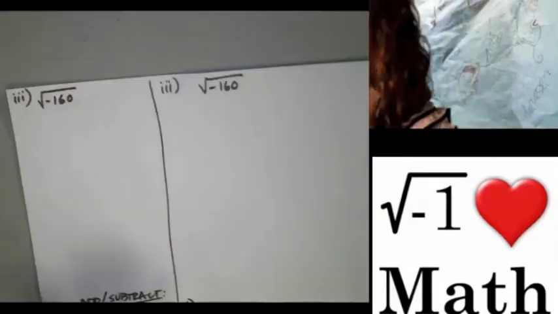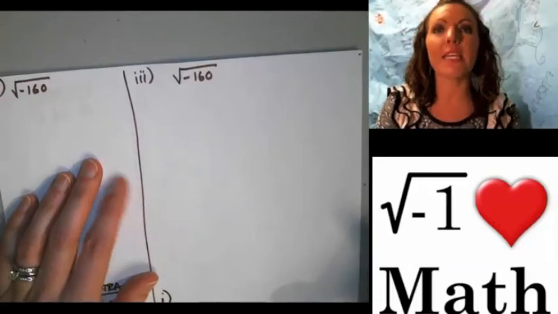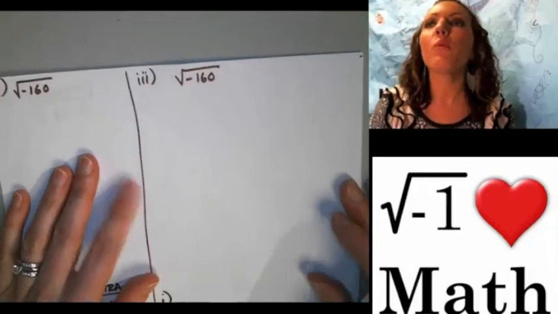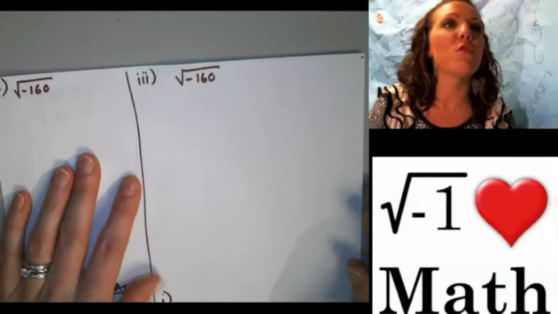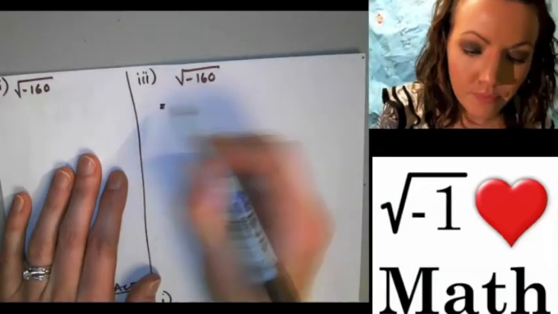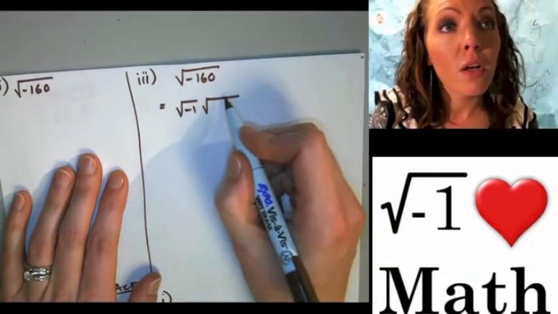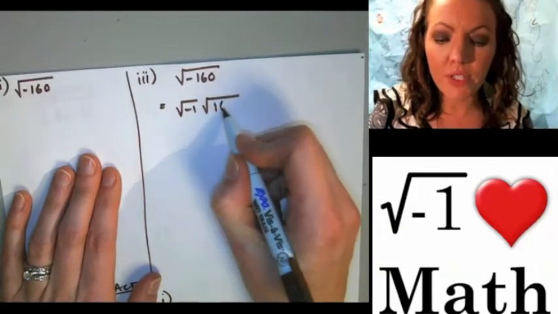Next. Same thing. The square root of -160. Okay, somebody start me out. How can I write -160 in terms of +160 and some other number? Liz. Good. Everybody give it up for Liz.